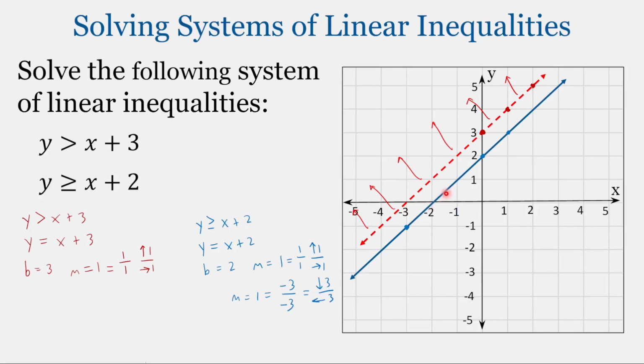So with this second inequality, let's test some points. We'll start with that 0, 0 first. So at 0, 0, we have 0 greater than or equal to 0 plus 2. This is 0 greater than or equal to 2. That's not true. And then let's again pick negative 3, 3.